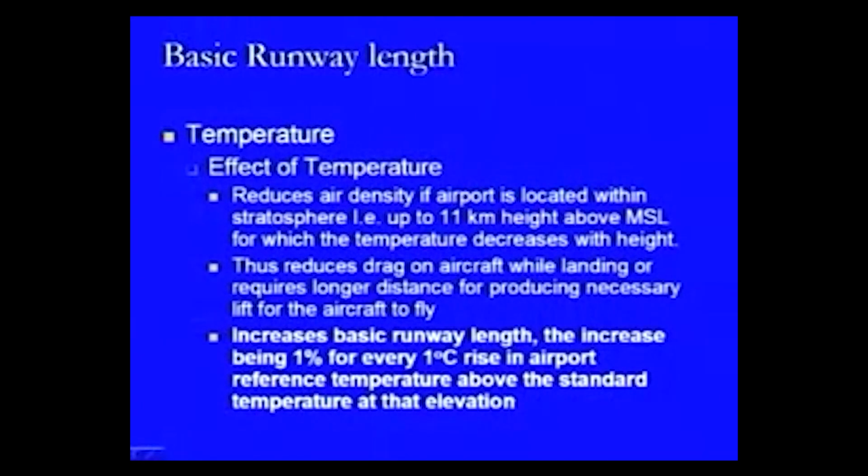It means we are going to have a bigger size of the airport as compared to the normal condition. The increase in the runway length is at the rate of 1% for every 1 degree centigrade rise in airport reference temperature above the standard temperature at that elevation. The airport reference temperature we have computed with respect to the two means, that is mean of the average and mean of the maximum, and the standard temperature we have computed on the basis of the rate of change of temperature with height. If we take the difference of these two, then for every 1 degree centigrade rise the length is to be increased by 1%.